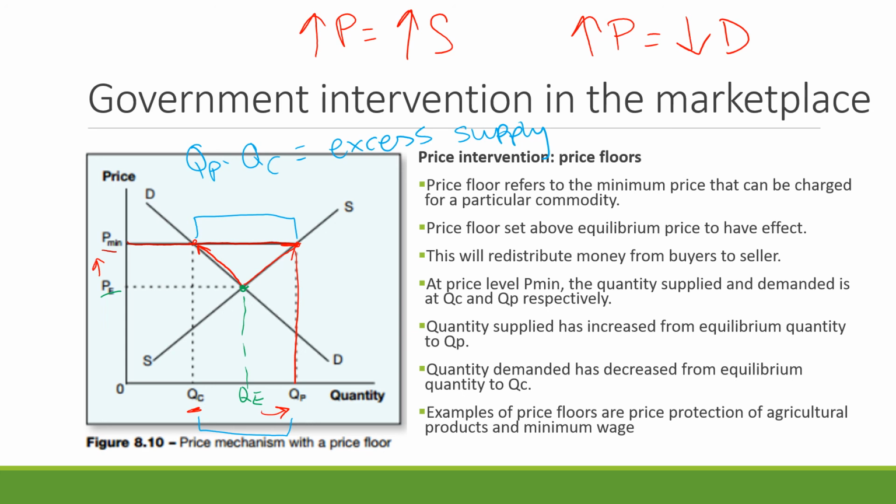Like I said, we've got minimum wage, agricultural products. More recently, we've got the Northern Territory imposing price floors for wine in order to stop alcoholism and issues that are happening in that state around that. But yes, that's the essentials of price floors and price ceiling.